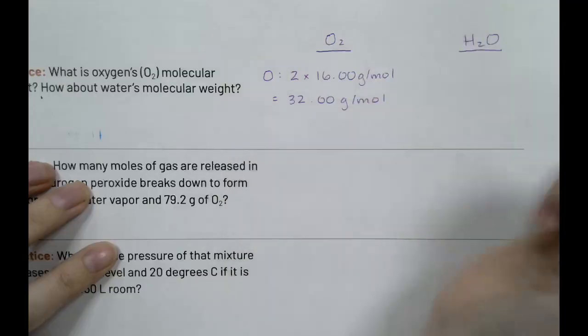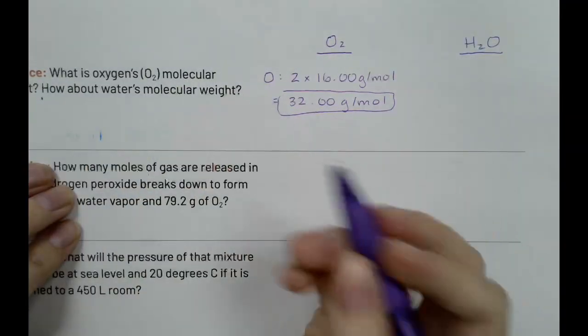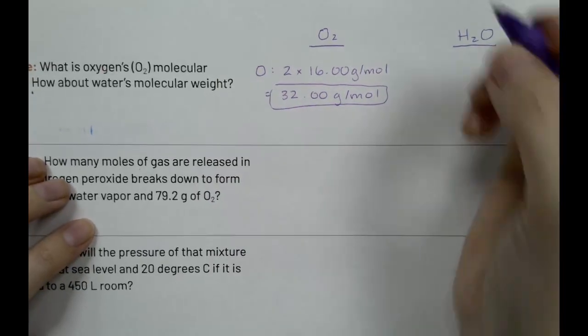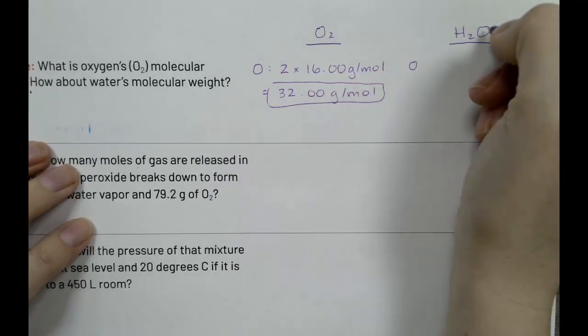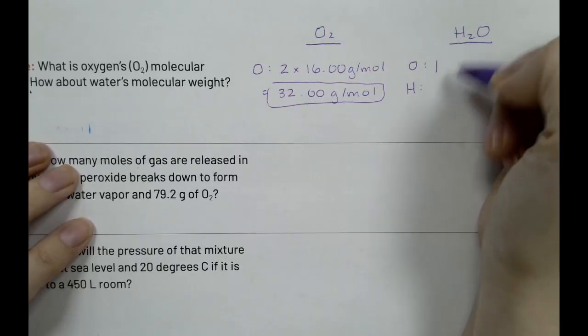Okay, so that's one answer. That's the answer to the molecular weight. Another way of saying that is molar mass of oxygen. How about H2O? Well, we can do that too. There's two elements in here, oxygen and hydrogen. We see one oxygen and two hydrogens.